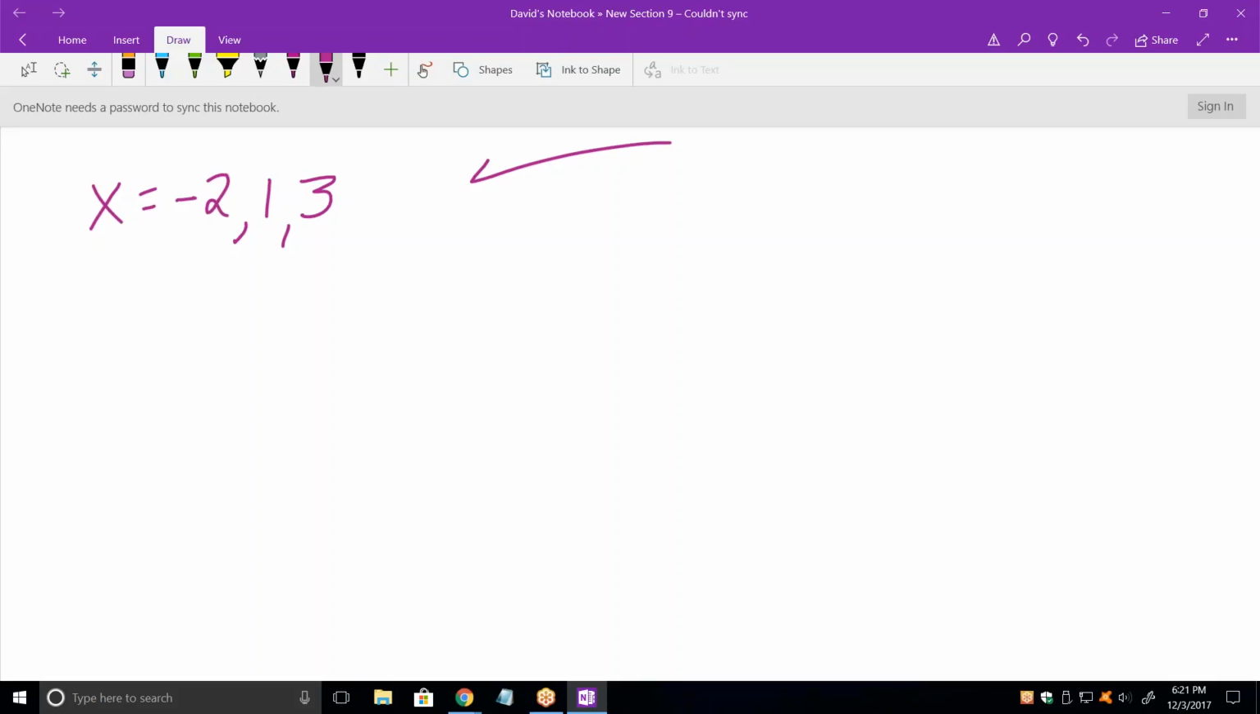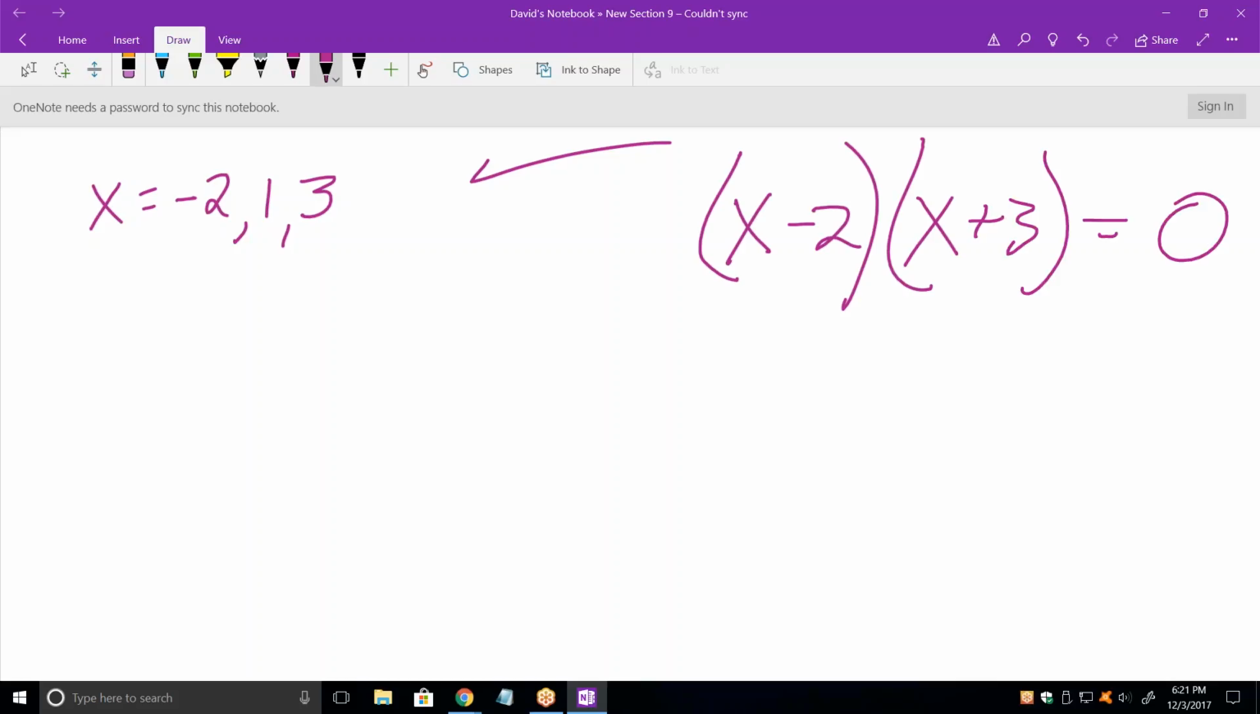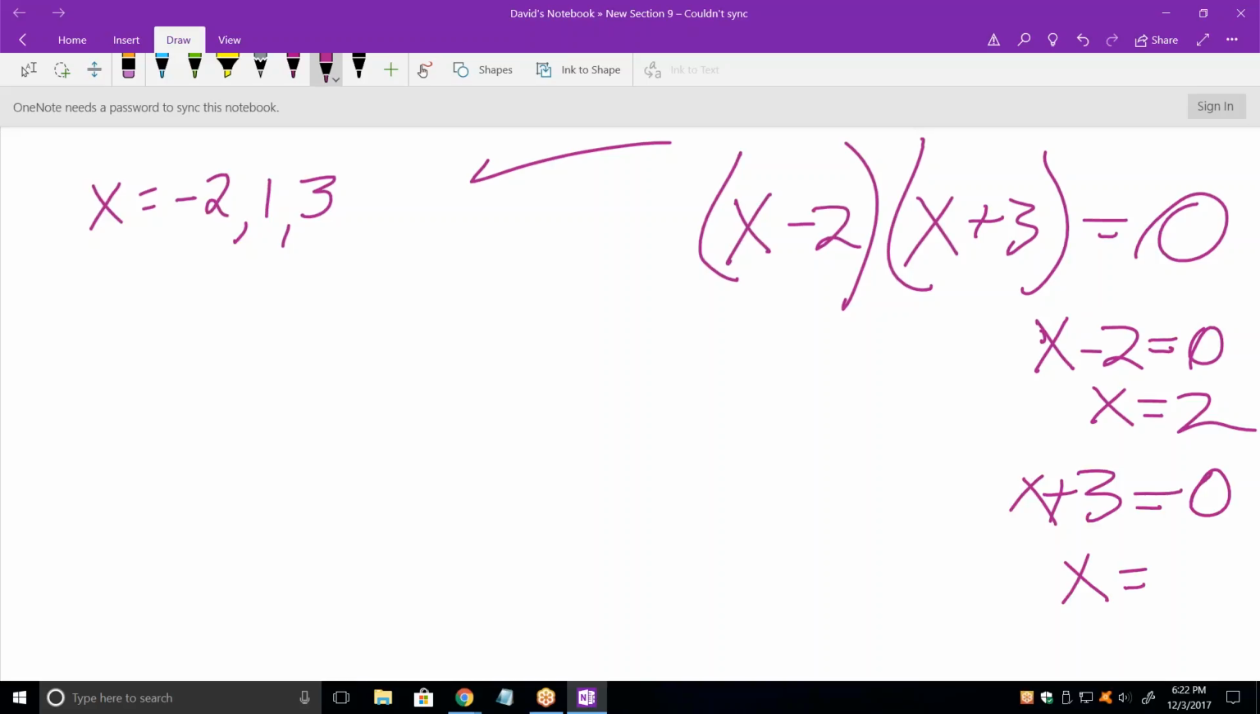Now, let's go back a step. We're doing something backwards here. If I have this, tell me the zeros. So the zeros are -2 and +3. No, you set each thing to 0. In other words, I set x minus 2 to 0 and solve for it. So the 0 is 2, and I set x plus 3 equal to 0 and solve for it. The other 0 is -3.